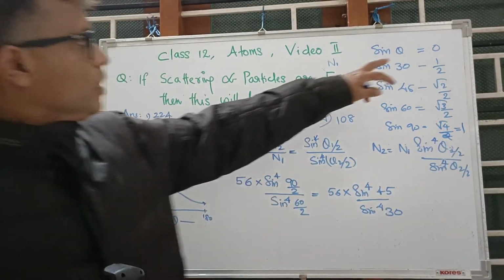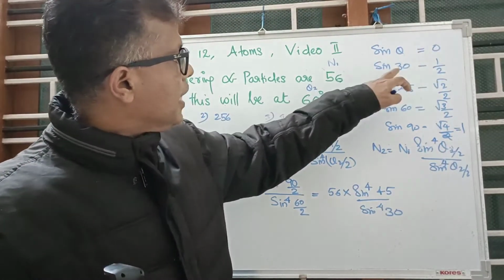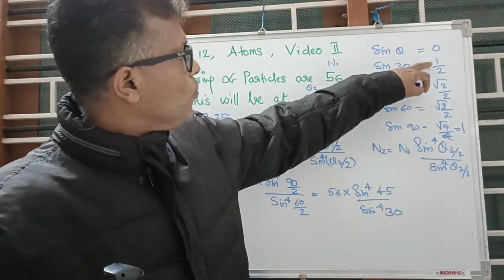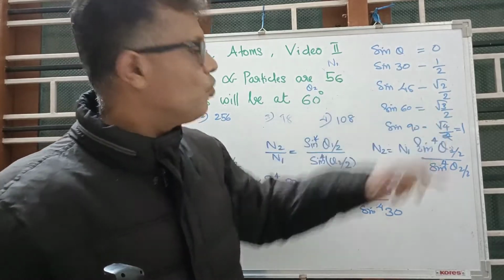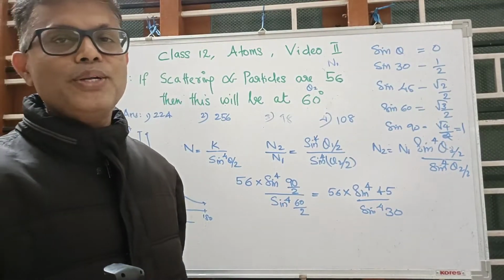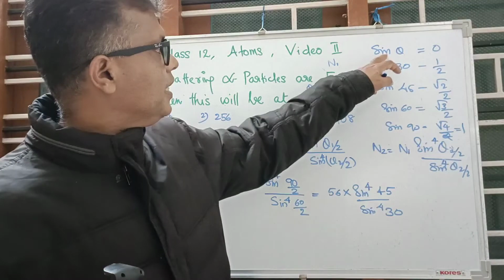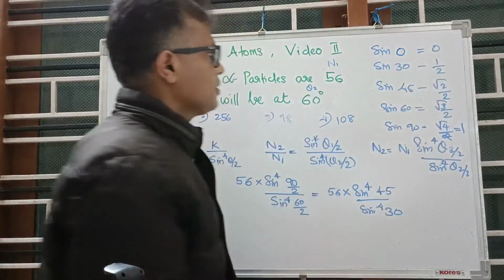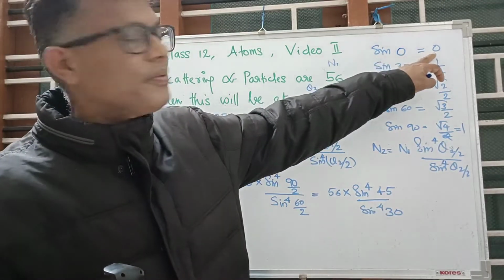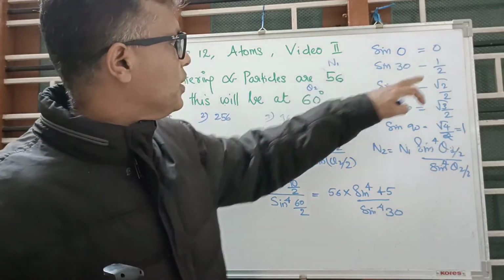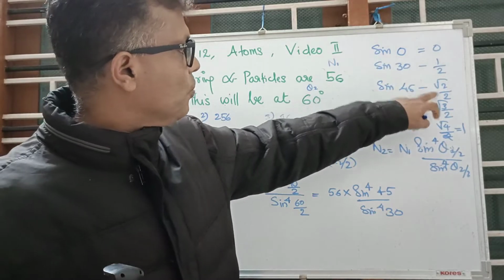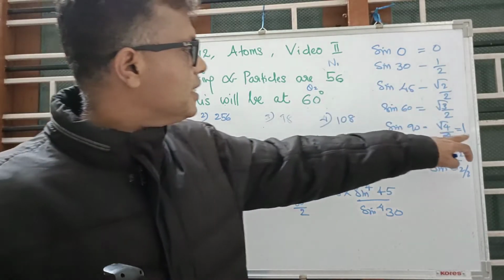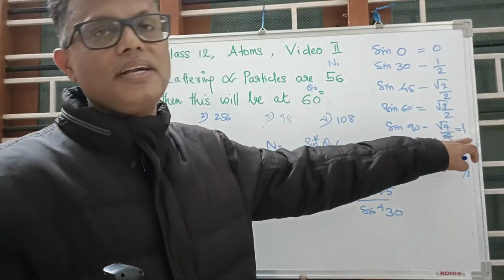Just see this one: 0, then 2, 2, 2, 2 continuing in the denominator. Then the numerators are 1, root 2, root 3, root 4. So very simple, no? To memorize this: sine 0 is 0. Sine 30 is 1 by 2. Sine 45 is root 2 by 2. Sine 60 is root 3 by 2. Sine 90 is root 4 by 2, that means 1.